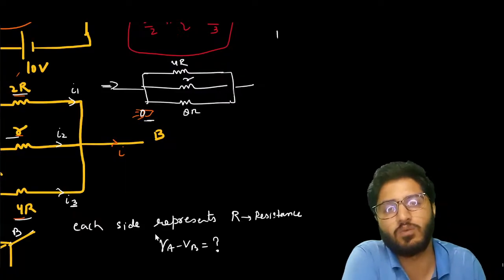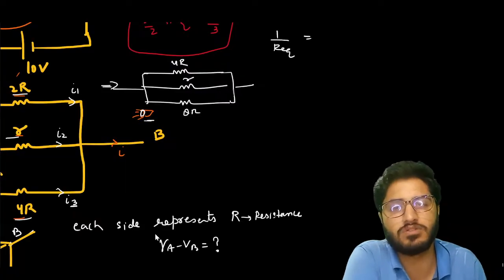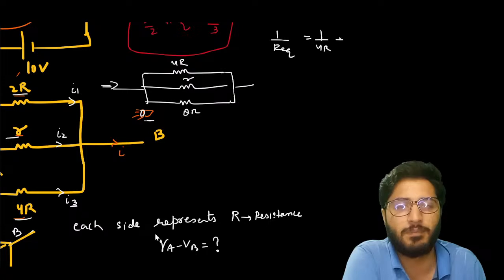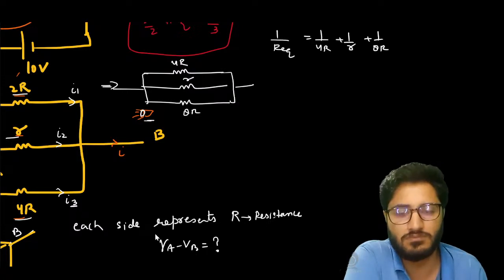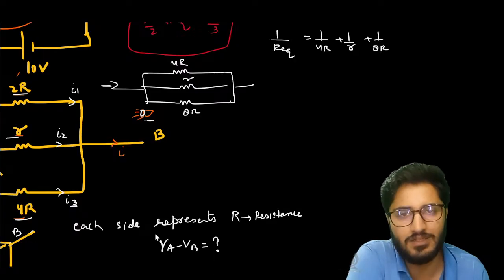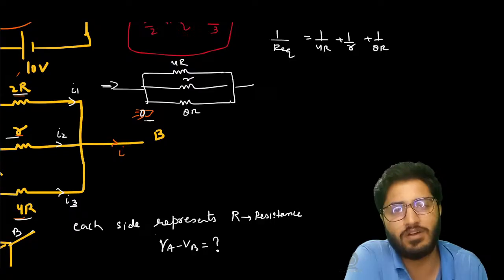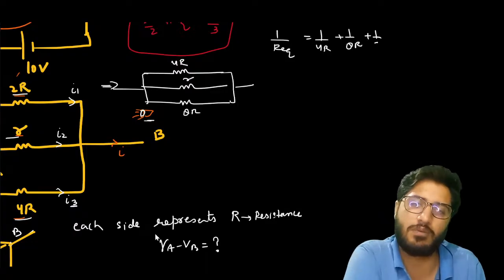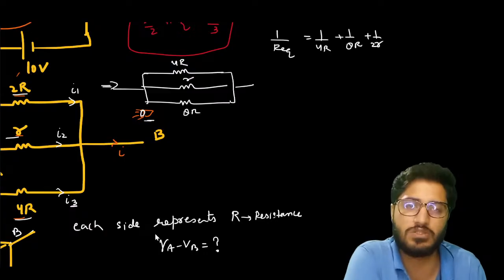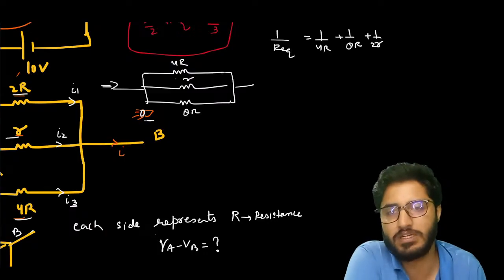I will write 1 by R equivalent equals to 1 over 4R plus 1 divided by R plus 1 divided by 8R. Done, no? First of all, I will not write it in this way. I will take 1 by 8R here, 1 plus 8R, then I will take 1 plus R. Is it R, 2R? No, it is 2R, no? Yeah, R, 2R, it's 2R.